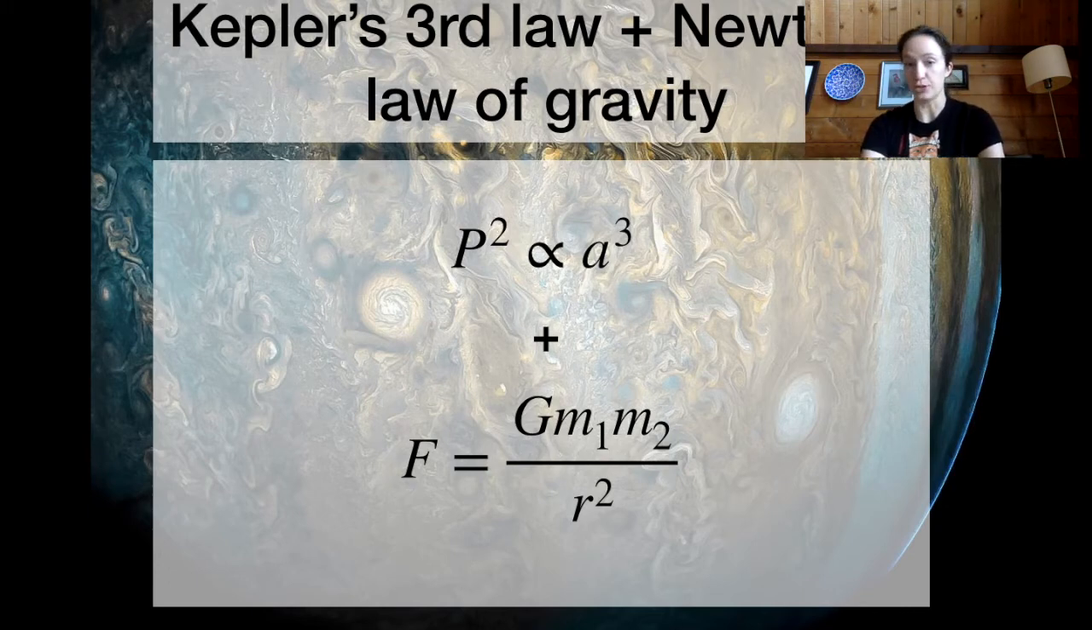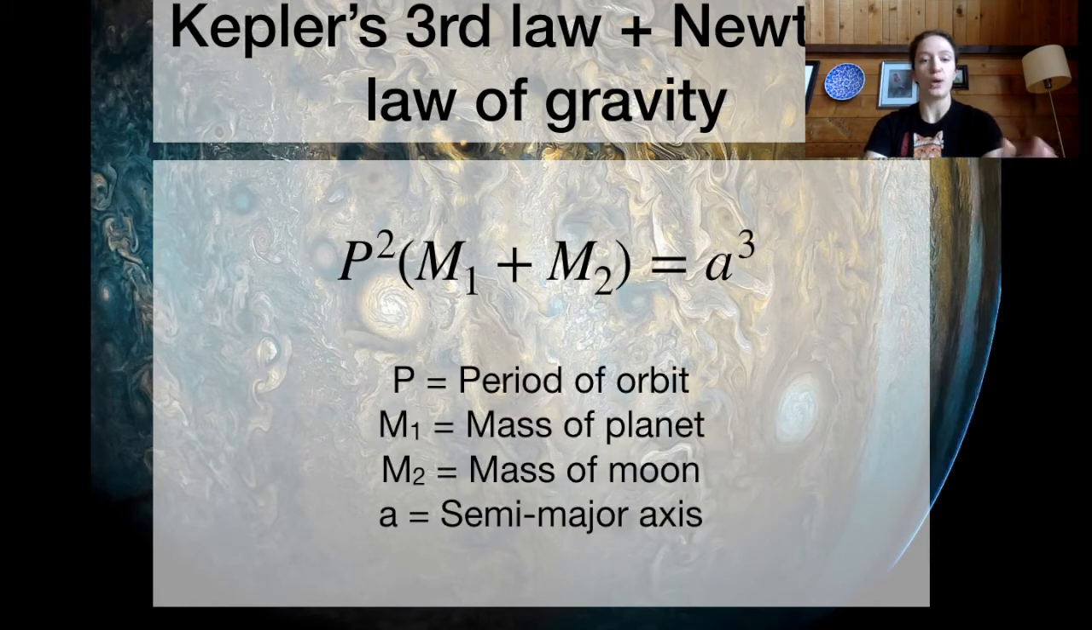So Kepler's third law, and then if you combine that with a law that you see more commonly in physics, which is Newton's law of gravity, F equals G m1 m2 divided by r squared, where F is force, G is the universal gravity constant, m1 is mass of one object, m2 is mass of another object, and r squared is the radius between your 2 objects.